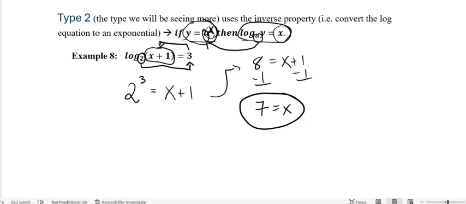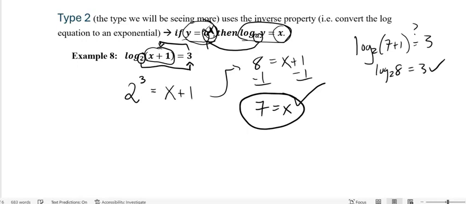Make sure you check it. Plug that back in. 7 plus 1 is positive, so that one's okay. That should work out. And you can do the whole check if you want. You could say, is the log base 2 of 7 plus 1 equal to 3? Well, that's the log base 2 of 8, and that's definitely equal to 3, right? 2 to the third is 8.